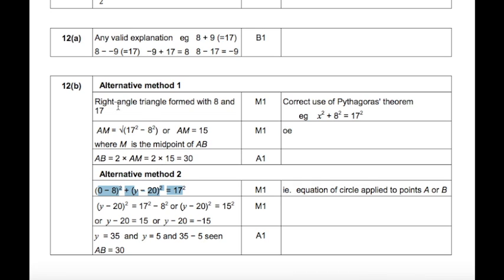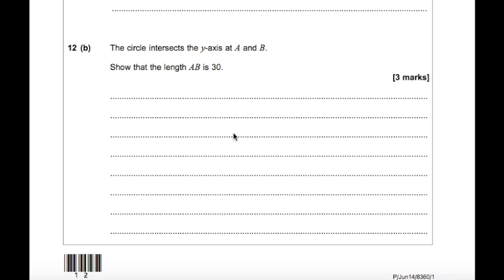The way they've done it is to draw a right-angled triangle on the diagram with lengths 8 and 17, and then show that the length to get to the y-axis will be 15, and then use that's the midpoint of AB to work out how to get from A to B. I prefer my way, but some people are more geometrically minded.